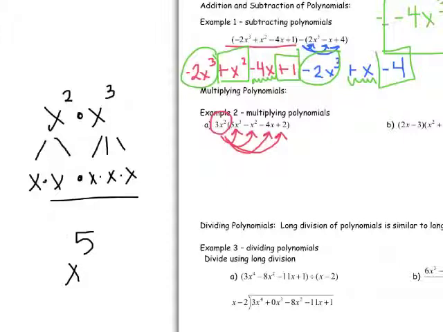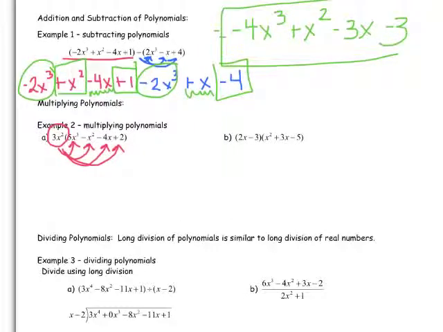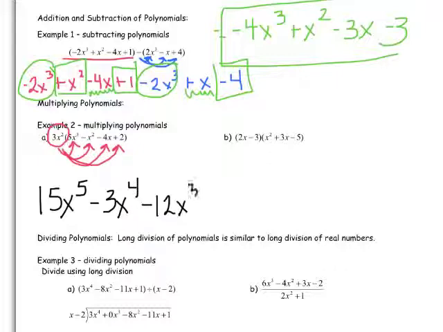Okay, so the shortcut that you ended up learning in algebra is that if you just add 2 plus 3, that's going to get you that. So keep that in mind. This gets a lot easier. You don't have to really think about those rules. 3x squared times 5x cubed, so 3 times 5 is 15, and then x to the fifth. 3x squared times negative x squared is negative 3x to the fourth. 3x squared times negative 4x makes minus 12x cubed. And 3x squared times 2 is 6x squared.